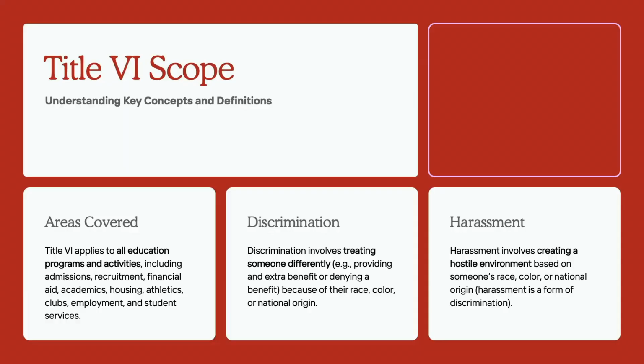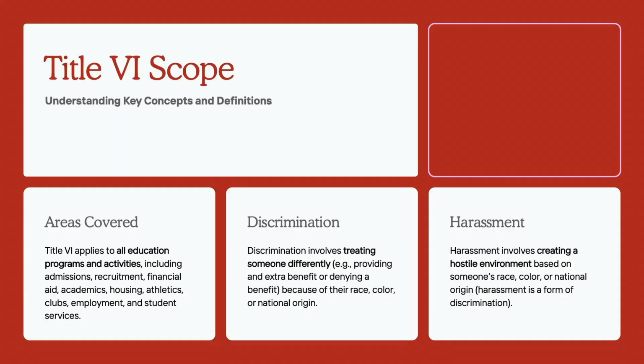Harassment is a form of discrimination and refers to unwelcome conduct based on a protected characteristic that is sufficiently severe or pervasive to deny or limit a person's ability to participate in or benefit from a program or activity. Under Title VI, conduct can meet this threshold if it is severe. So, for example, a single incident that is extremely harmful or threatening, or if it is pervasive, meaning repeated or ongoing behavior that over time interferes with someone's ability to participate in a program or activity.